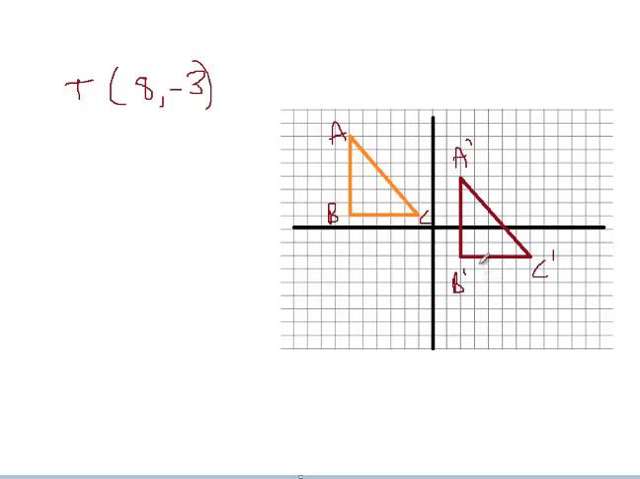The corresponding angles are equal. Of course, these are both right triangles over here, just because this happens to be the way I drew them. But this is the same exact triangle, but it is in a translation of positive 8 for the x value and negative 3 for the y value.